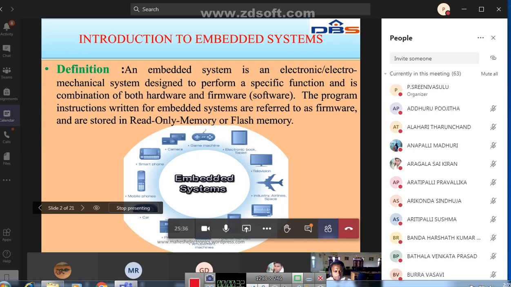What is the purpose of a washing machine? To wash the clothes, that's all. It cannot do any other job. And what is the functionality of the microwave oven? Whatever raw food we keep in the microwave oven will be cooked. So cooking is the main functionality of the microwave oven.